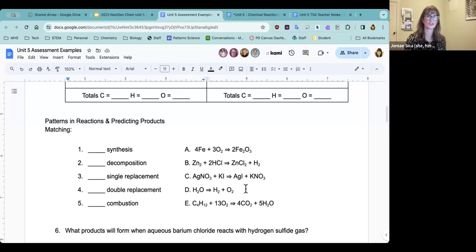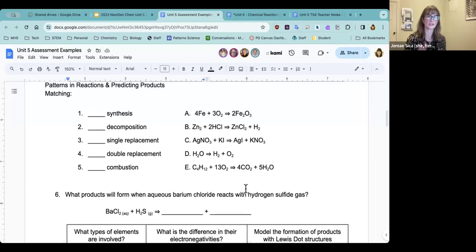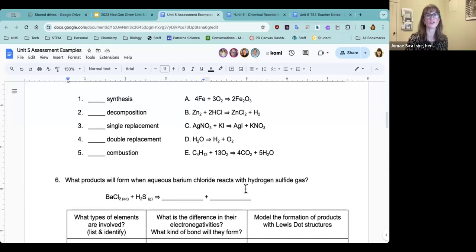And so there's a little matching section here where students have the ability to match the reaction type to what kind it is. Obviously, this is a very low level of understanding, and so as we go to the rubric, you'll see that this is on the lower end of the scores.